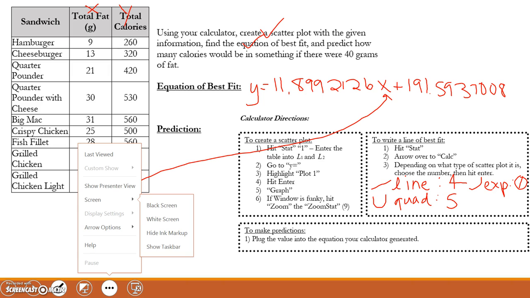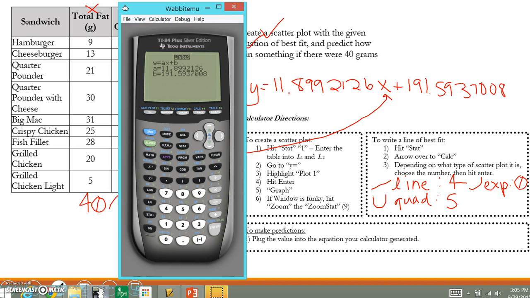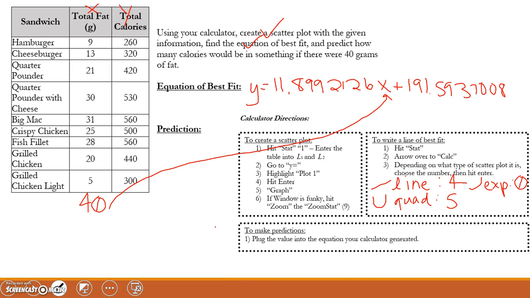So I'm just going to take my calculator and plug in 11.899, and then I'm going to fill in the 40, plus 191.5, and I get 667. You can round the prediction. So 667.6. Okay.